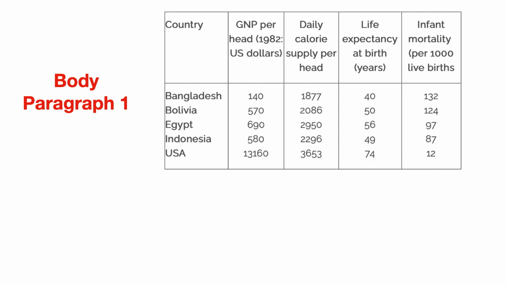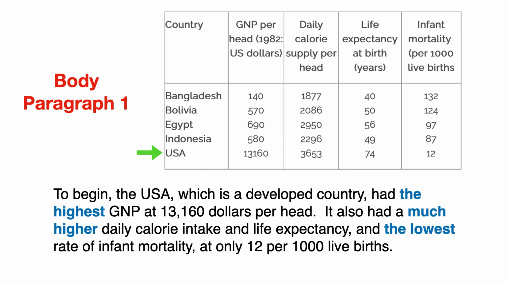Body paragraph 1. So remember we were going to group the information by USA, then the 3 Bolivia, Egypt, Indonesia and Bangladesh. So first we're discussing the USA. So to begin, the USA, which is a developed country, had the highest GDP at $13,160 per head. It also had a much higher daily calorie intake and life expectancy, and the lowest rate of infant mortality at only 12 per 1,000 live births. So you can see the language of comparison in there.